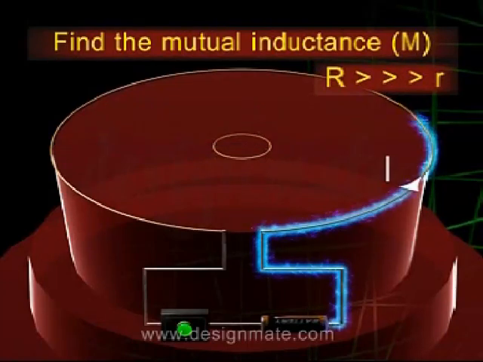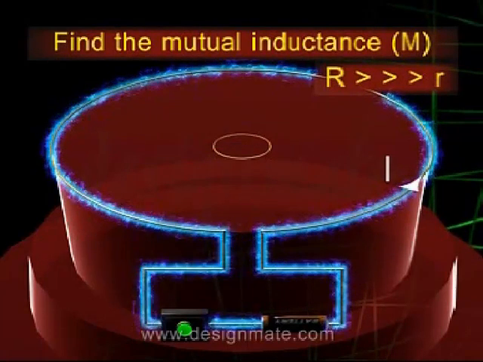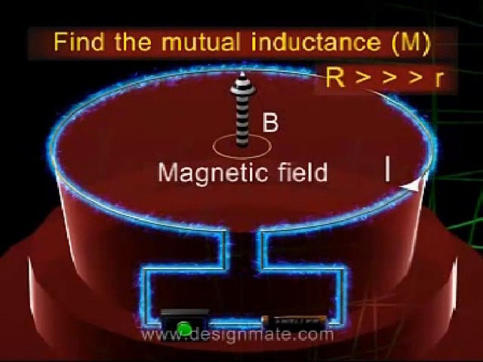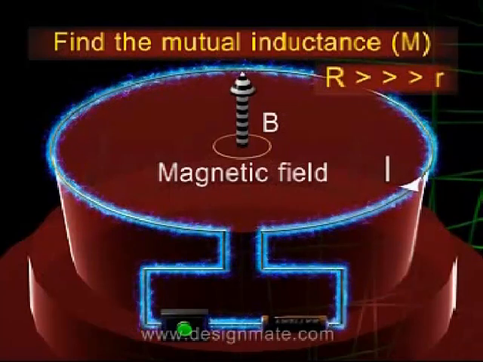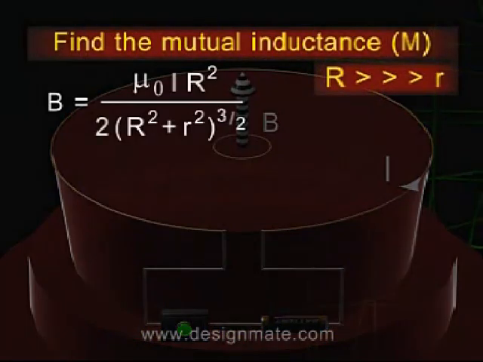Consider a current I passing through the larger loop. The magnetic field at the center of this loop due to this current is given. It is given that R is greater than r. Therefore, the field in the region of the smaller loop can be considered to be uniform and of the above value.